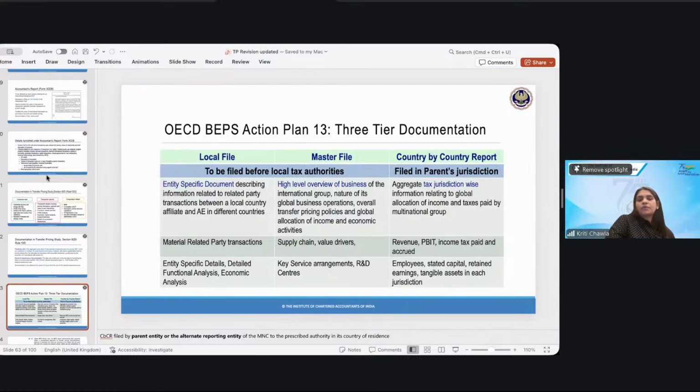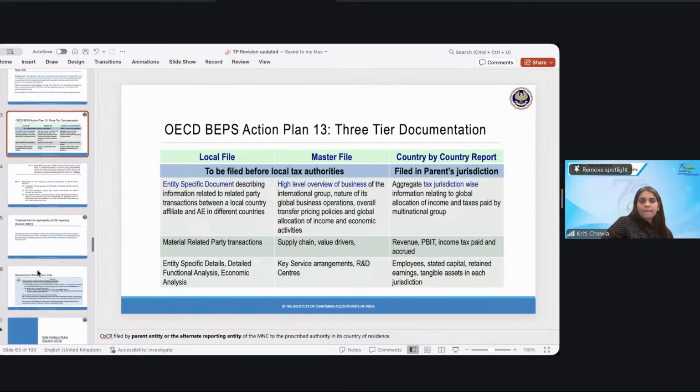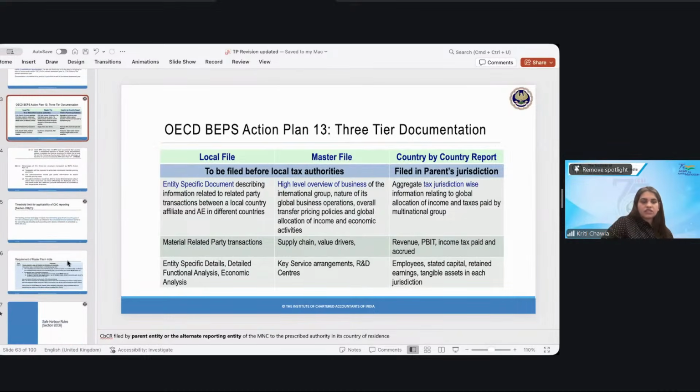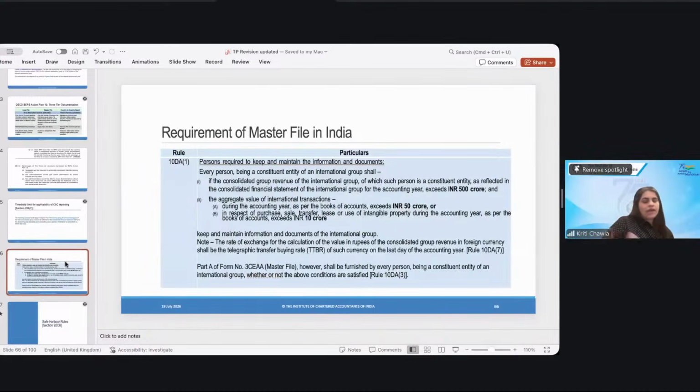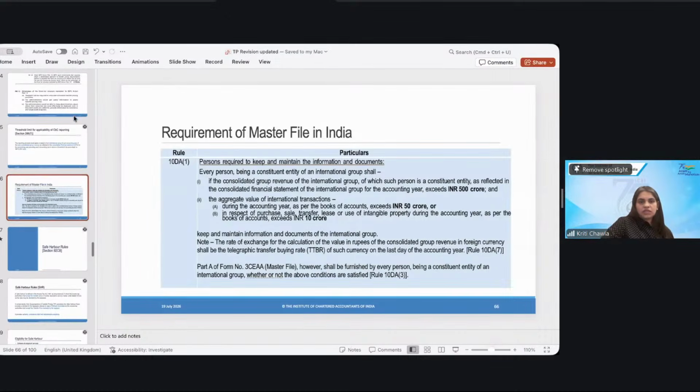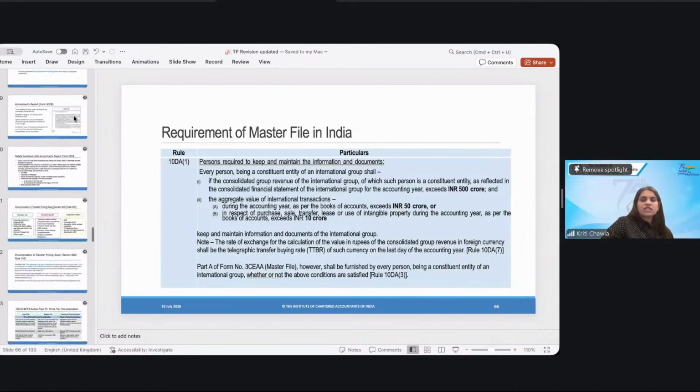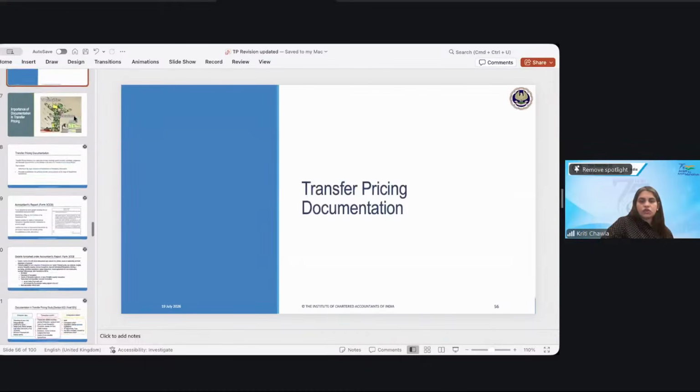So India adopted these recommendations of OECD BEPS Action Plan 13 in Section 286. Section 286 talks about CBCR, and this is where the threshold for CBCR in India is 6,400 crore rupees. And this is the requirement for master file that we just read. And local file is the TP study that we already have in India. So this is the transfer pricing documentation.